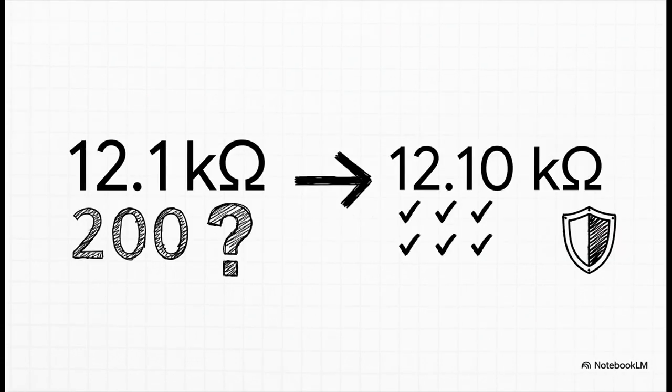And this is where it all comes full circle. Our friend, engineering notation, comes to the rescue again. Because when you write that resistance as 12.10 kiloohms, you're not just making the number easier to read. You are making a clear, unambiguous statement about its precision. You are telling the world, I measured this and I'm confident in it to 4 significant digits. It's simple, it's elegant, and it's how professionals communicate.